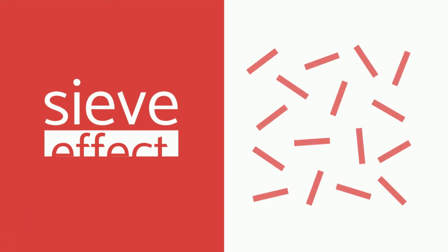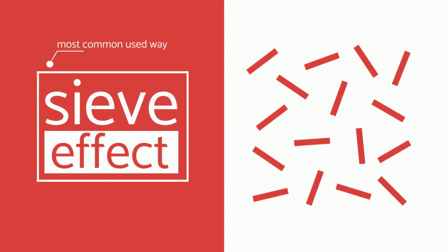First is the sieve effect, the most commonly used way in air filters because the principle is so simple. A particle is larger than the gap between the media fibers, and therefore it gets trapped.